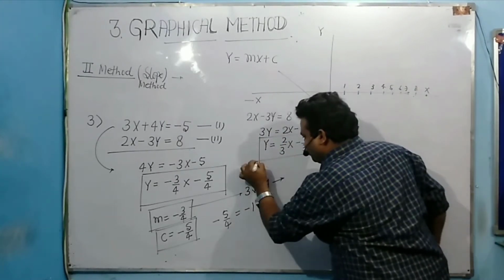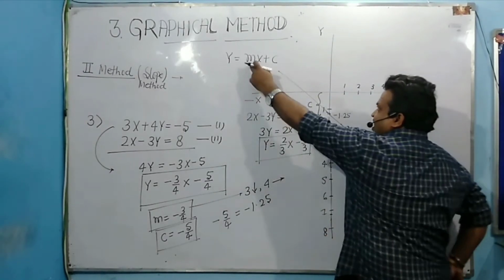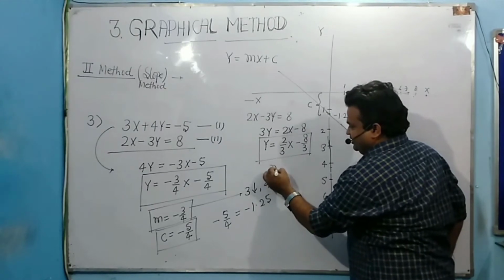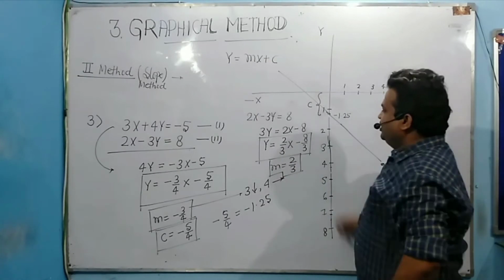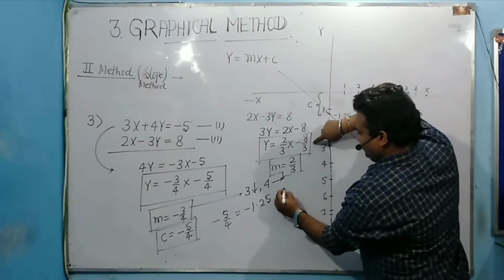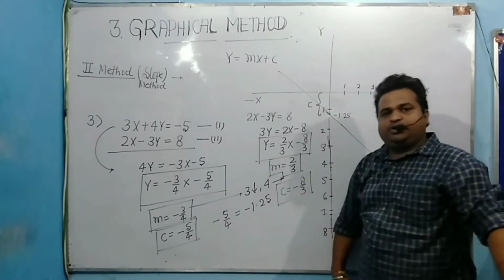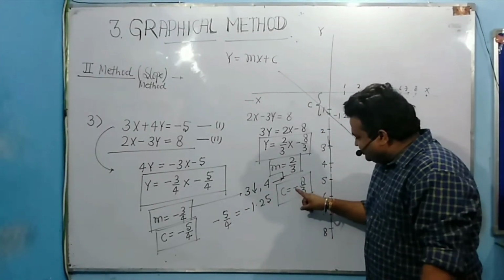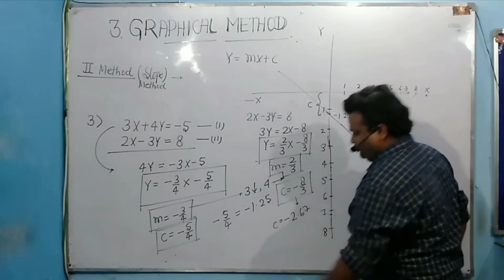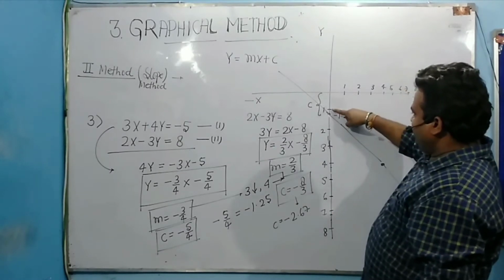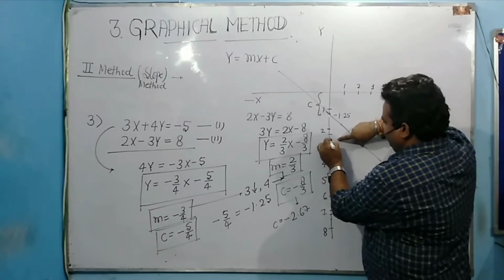Now compare your equation with this equation. So what is my m value? My m value in this case is 2 by 3. Okay, fine, no problem at all. What is my c value? C value is minus 8 by 3. Okay, no problem. Now this c value, minus 8 by 3, means minus 2.67. This is my c value. 2.67 minus. So 1, 2, 3. 2.67, if I divide this term by 3, this is my point.